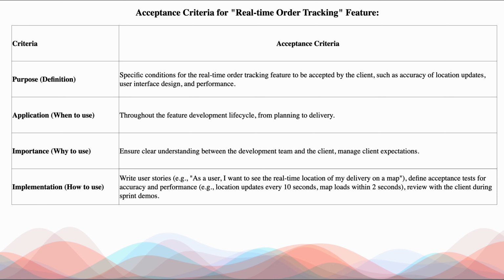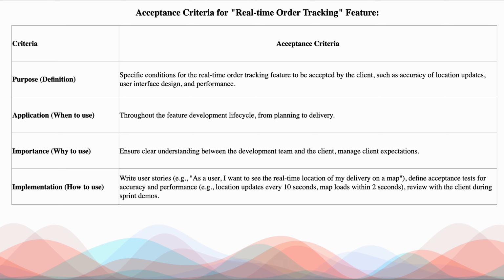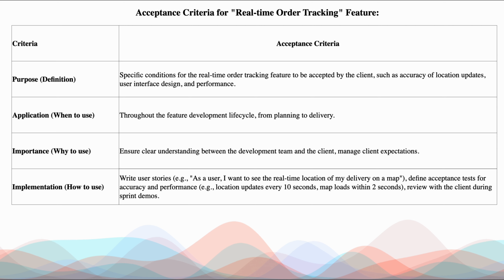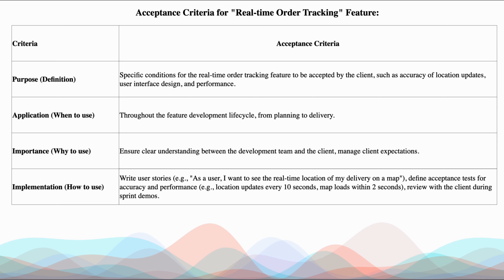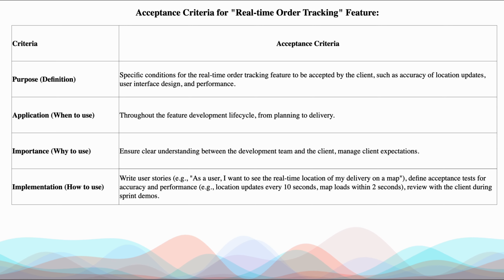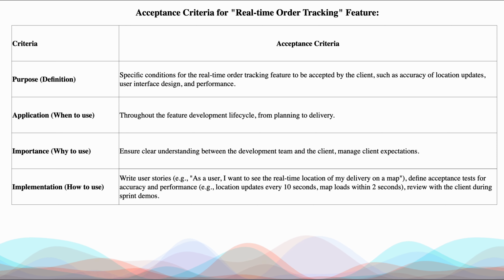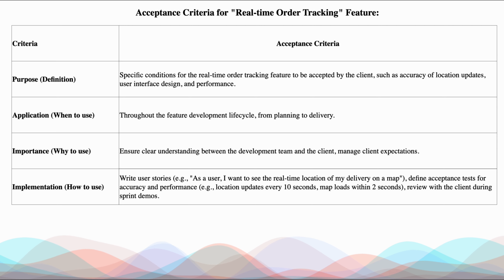Now implementation, how to use. Write a user story for each of those small features. Again, within it there are sub features, right? So as a user, I want to see a real-time location of my delivery on a map. Correct, that is one of them. Define acceptance tests for accuracy and performance.